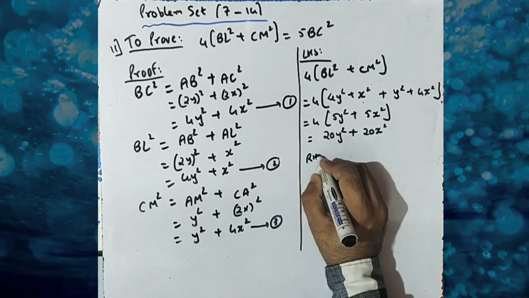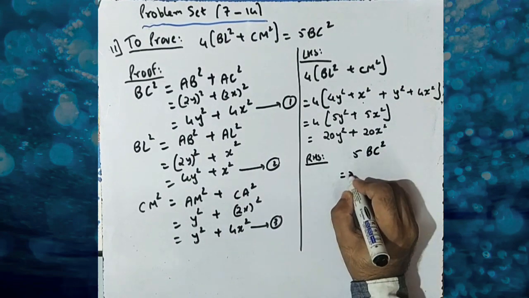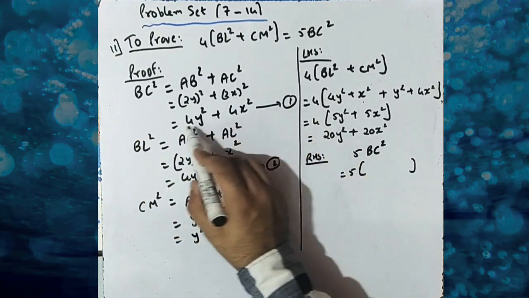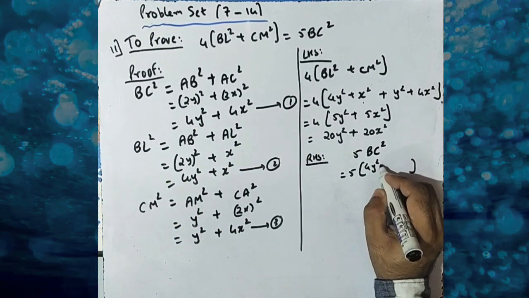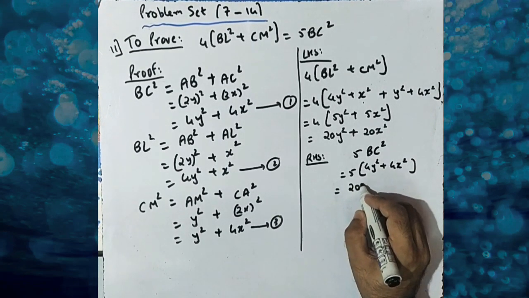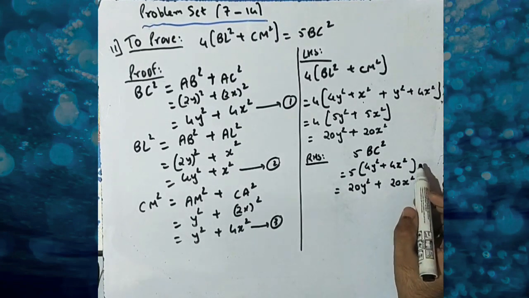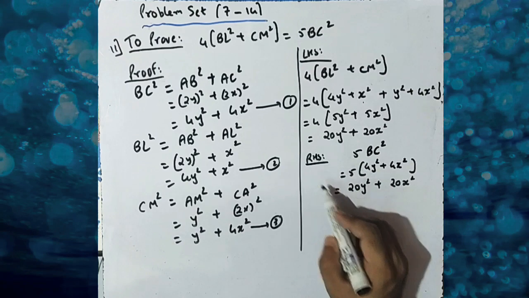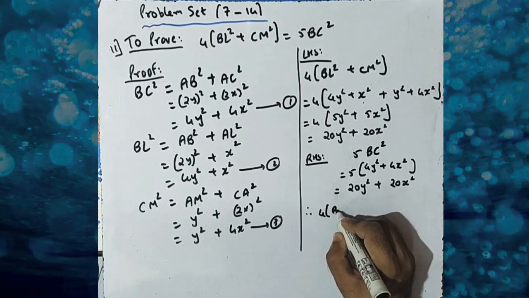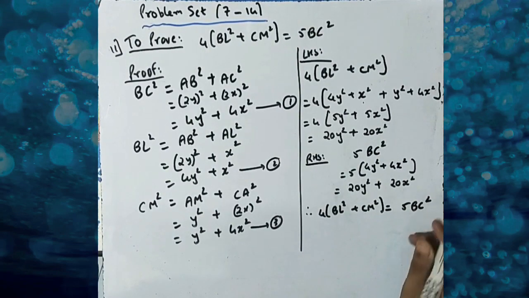Now let us solve RHS. RHS is 5BC square. In the place of BC square, we will substitute statement number 1, which says 4y square plus 4x square. If you multiply this, you will get 20y square plus 20x square. Thus we see that the result of LHS and RHS are equal. So we have proved 4BL square plus CM square is equal to 5BC square.